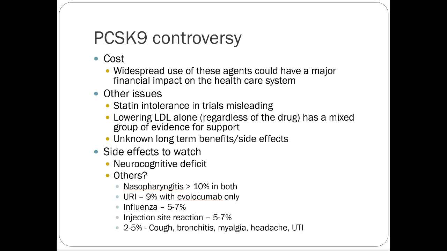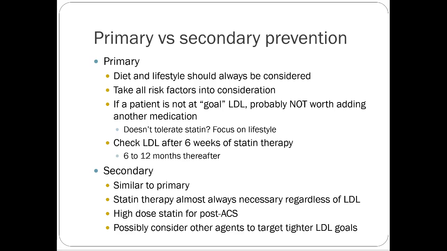Some interesting side effects: upper respiratory infections and influenza are higher, so somehow it's manipulating the immune system, which I thought was kind of interesting. Injection site reaction, which we're going to see with any MAB, is relatively high. Again, that's the biggest side effect of a biologic agent, some sort of hypersensitivity. And then you've got things like UTIs and bronchitis. So think about infectious with PCSK9. It's kind of an odd set of side effects. Why? I don't know. I don't have a good answer for that.